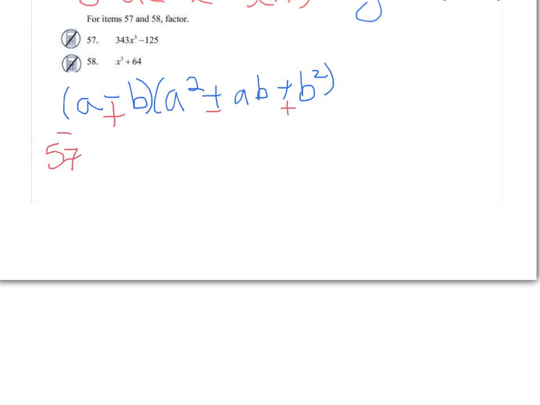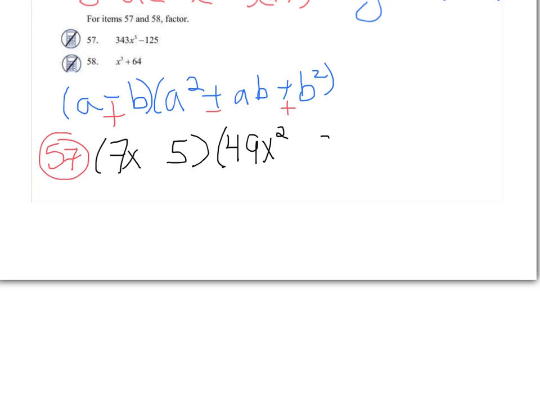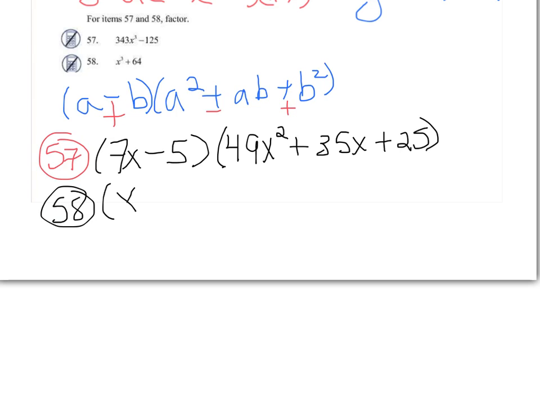So for 57, what times itself 3 times is 343? That is 7, and then x cubed. And 5 times 5 times 5 is 125. So 7x squared is 49x squared, 7x times 5, and 5 squared. Same, opposite, always positive. And for 58, it's going to be x and 4, x times x, 4 times x, 4 times 4. Same, opposite, always positive.